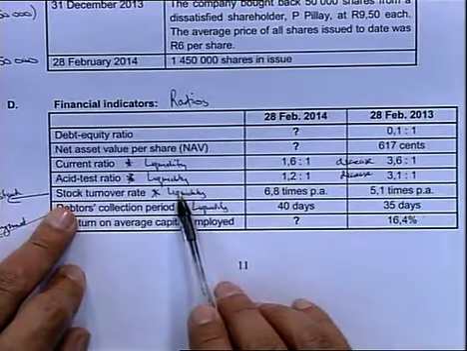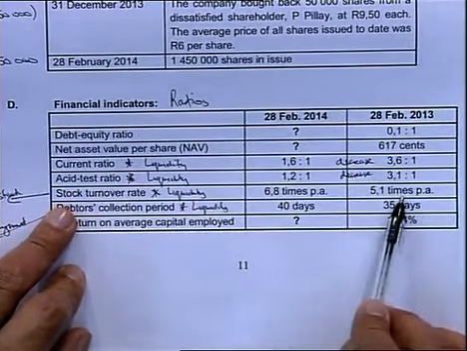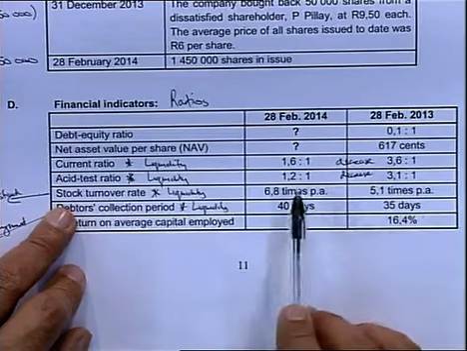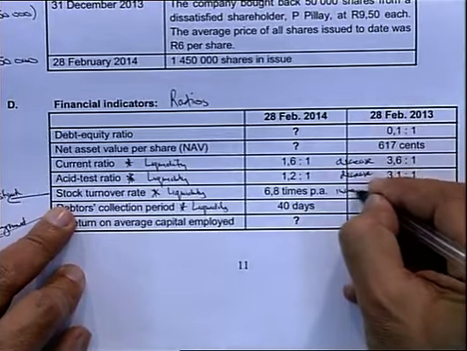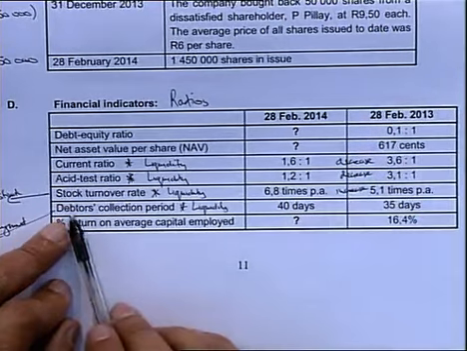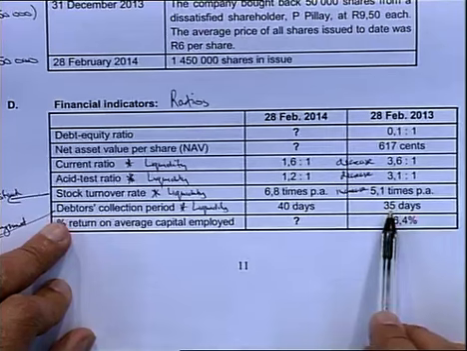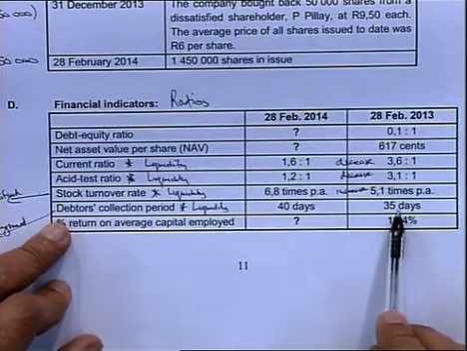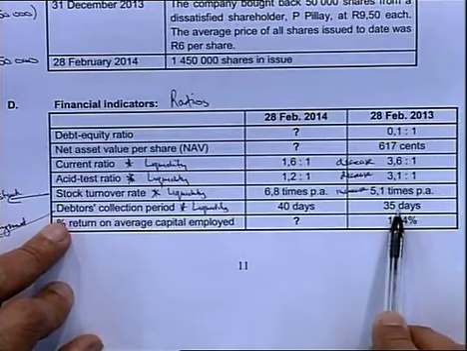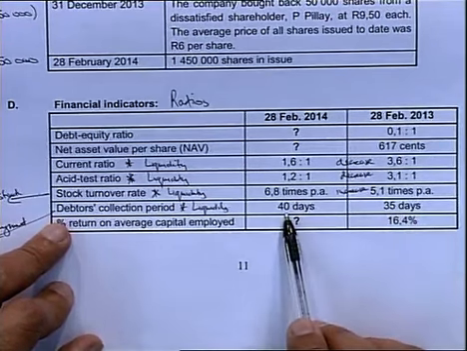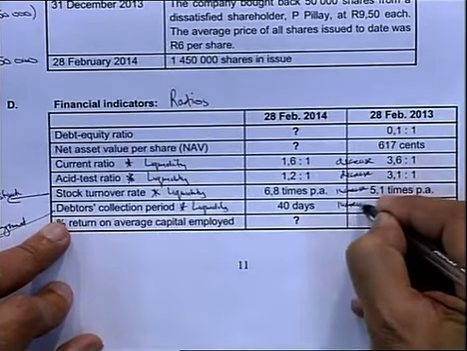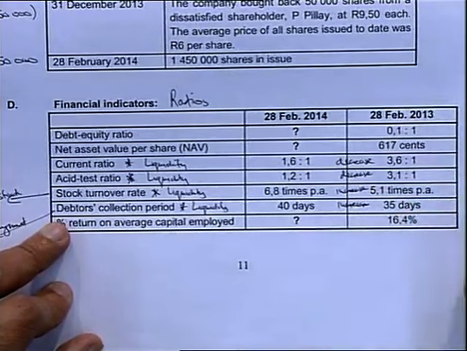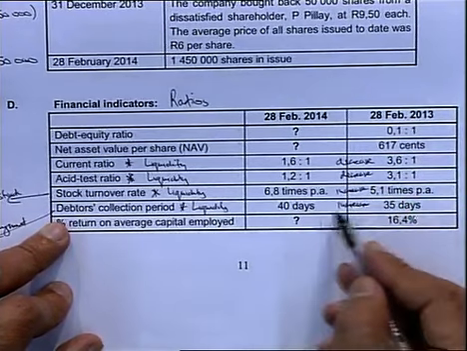What happened to the stock turnover? It was 5,1. It increased to 6,8. So that's the increase. Then the debtors collection. Last year it was 35 days, meaning that the debtors took 35 days to settle their accounts. It increased this year to 40 days. So it's an increase which is not good because now the debtors are taking longer to pay.